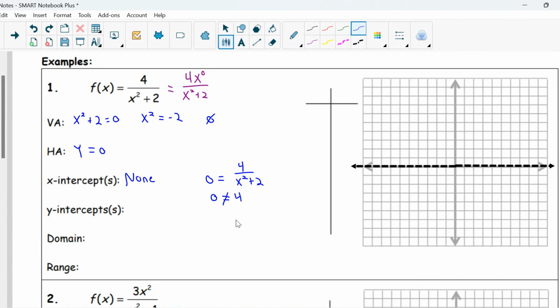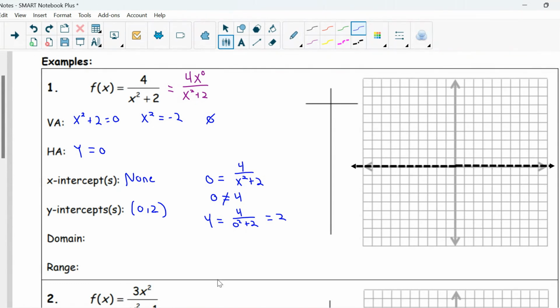For my y-intercept, I'm going to set x as 0. So y equals 4 over 0 squared plus 2. And I could simplify this as 4 over 2, which is just 2. So my y-intercept, written as an ordered pair, would be (0, 2), which could be like the center point of my table that I'm going to make next. So once again, domain and range, I do think it's easiest to identify it once we've graphed.